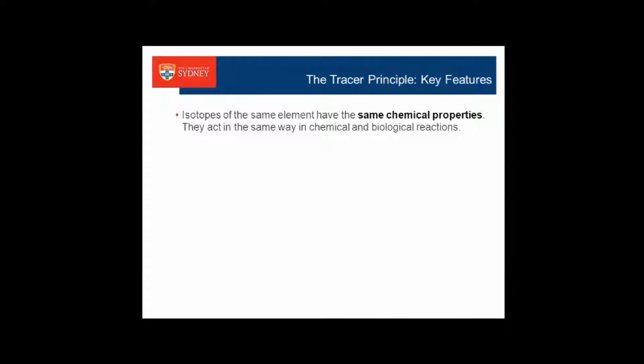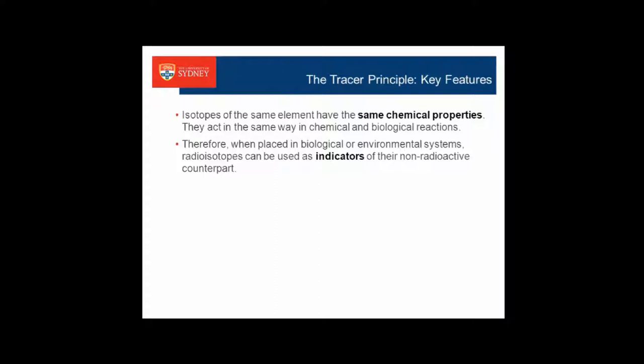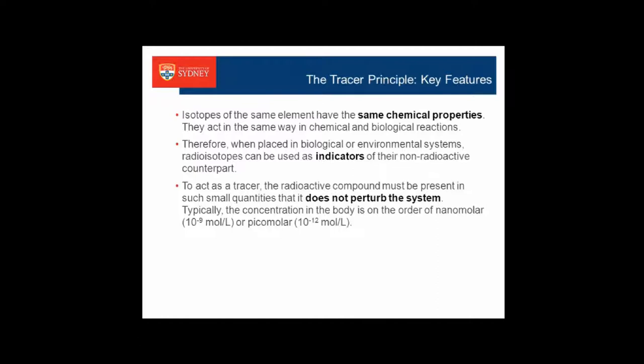And so what he realized was that when you place a radioisotope in a biological or an environmental system, the radioisotope can be used as an indicator of the non-radioactive counterpart. In other words, it can be used as a tracer. And importantly, for this to work as a tracer, the radioactive compound has to be present in the system in such small quantities that it doesn't perturb the system. And so the concentrations of these radioactive indicators need to be extremely low if they really behave like true tracers.